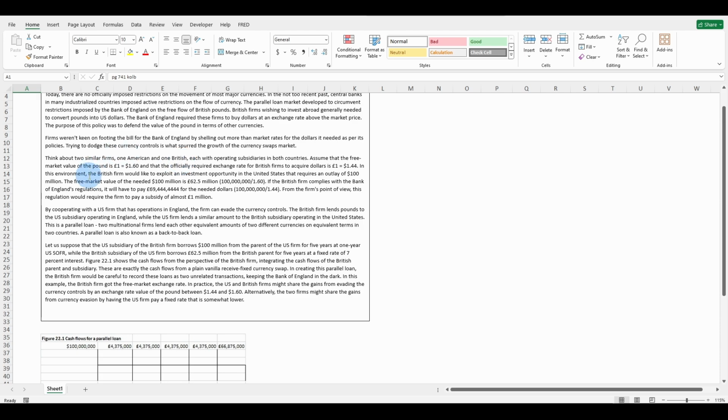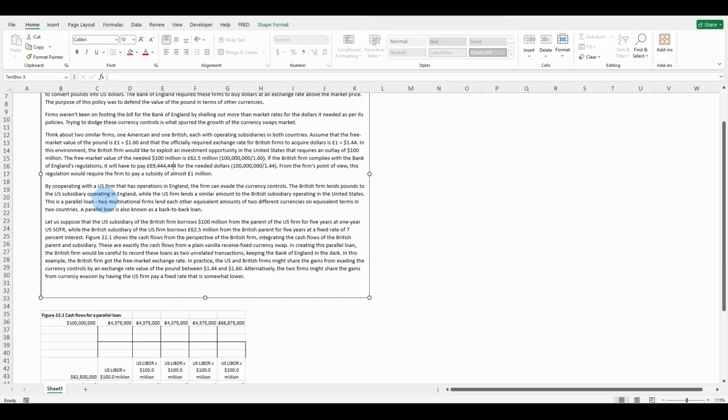In this environment, the British firm would like to exploit an investment opportunity in the United States that required an outlay of $100 million. The free market value of the needed $100 million is 62.5 million pounds. 100 million divided by 1.6. If the British firm complies with the Bank of England's regulations, it will have to pay 69.44444 million pounds, one too many fours, for the needed dollars. 100 million divided by 1.44. From the firm's point of view, this regulation will require the firm to pay a subsidy of almost 7 million pounds.